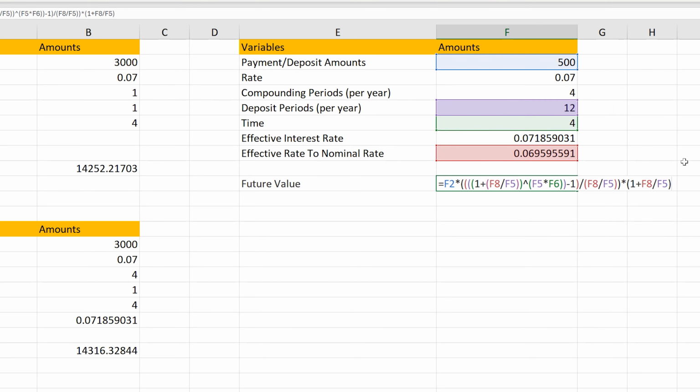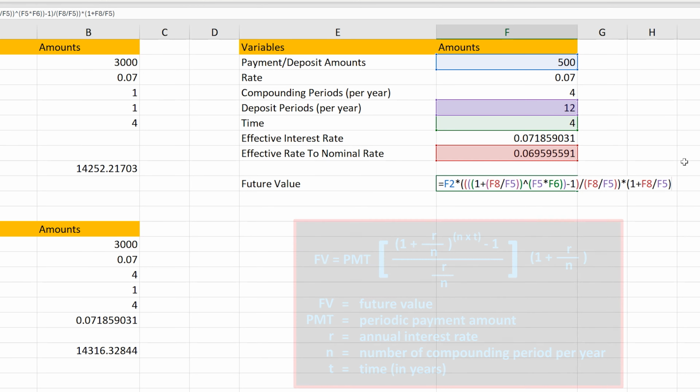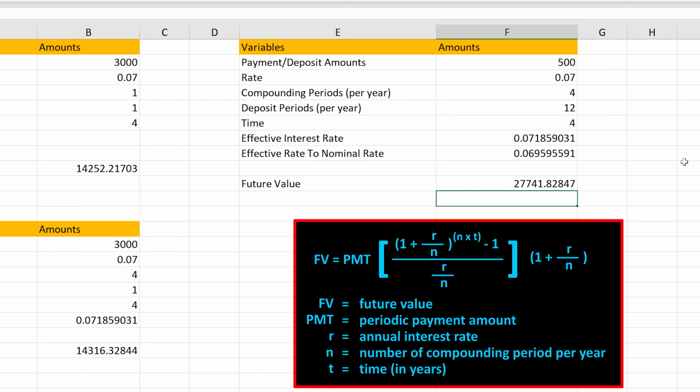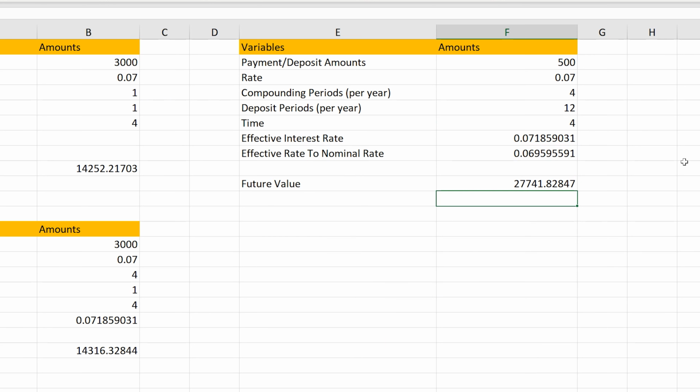And now we're ready to enter the formula, which I've already done. The only difference from the previous example is that we're using the nominal interest rate that we calculated from the effective interest rate in place of the annual interest rate. So the formula is written the exact same way with only that difference. I'll hit the enter key, and we have our answer of $27,741.83 rounded off. And there are actually different ways to calculate problems like these, but I have found this to be the most useful.